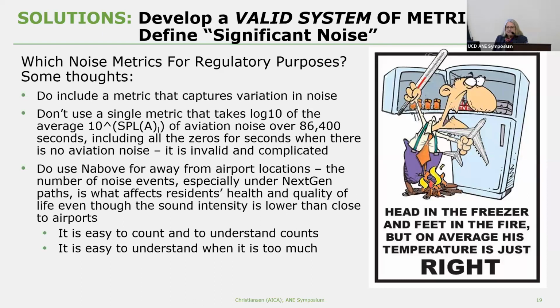It's a single metric that uses log 10, an average of the sound pressure level across 86,400 seconds. Nobody understands that. The third bullet point. Do use N above for away from airport locations, the number of noise events, especially under NextGen paths. That's what affects residents' health and quality of life, even though the sound intensity is lower than close to the airport. Also, it's easy to count. We learn how to do that when we're 3 years old. And we understand counts. It's also easy to understand when too much is too much.